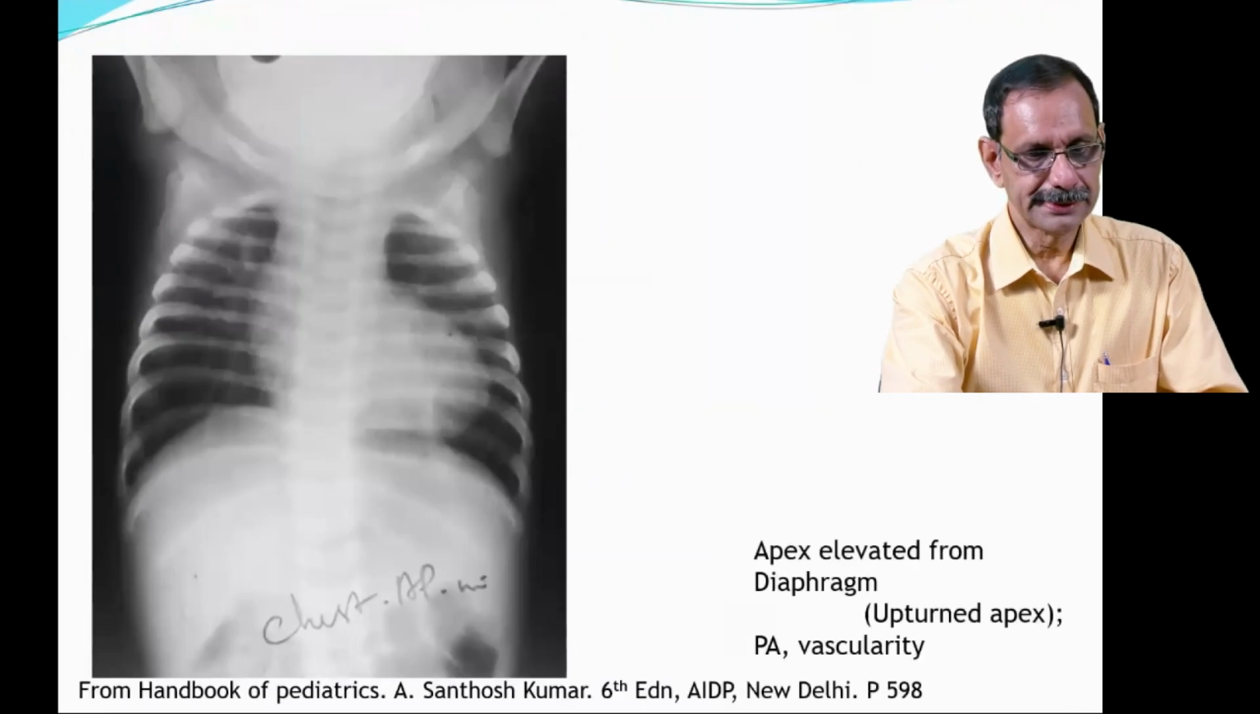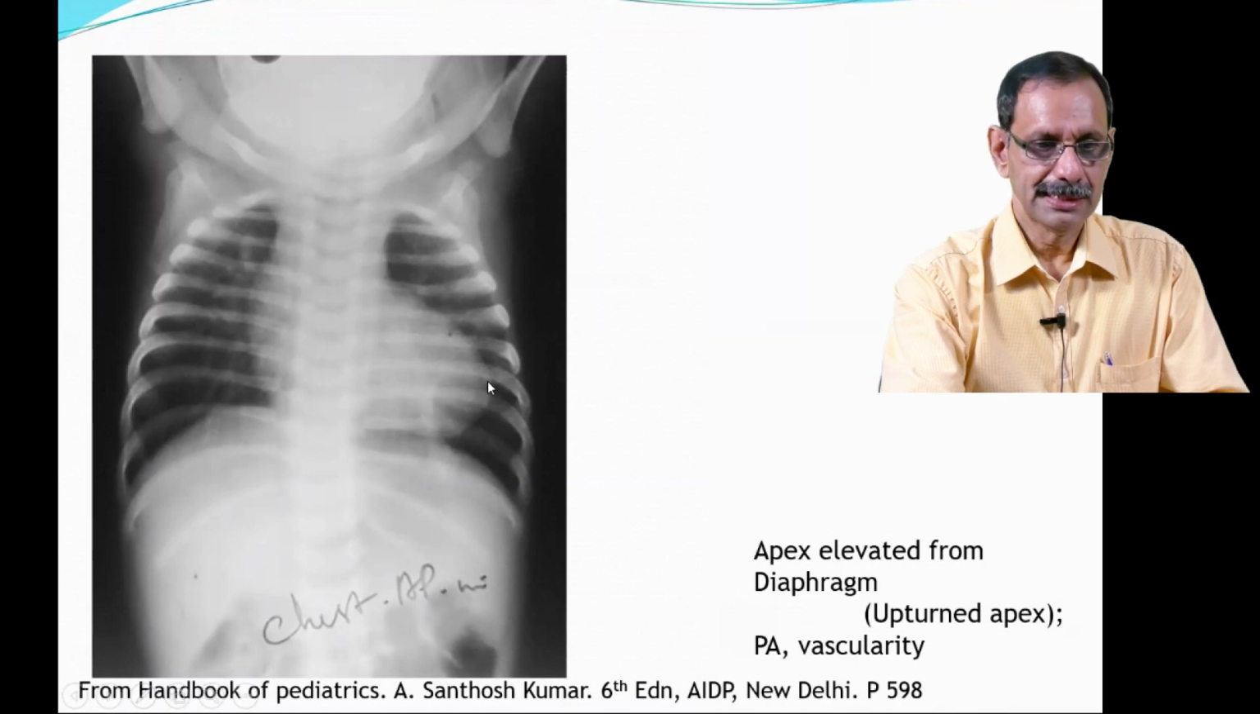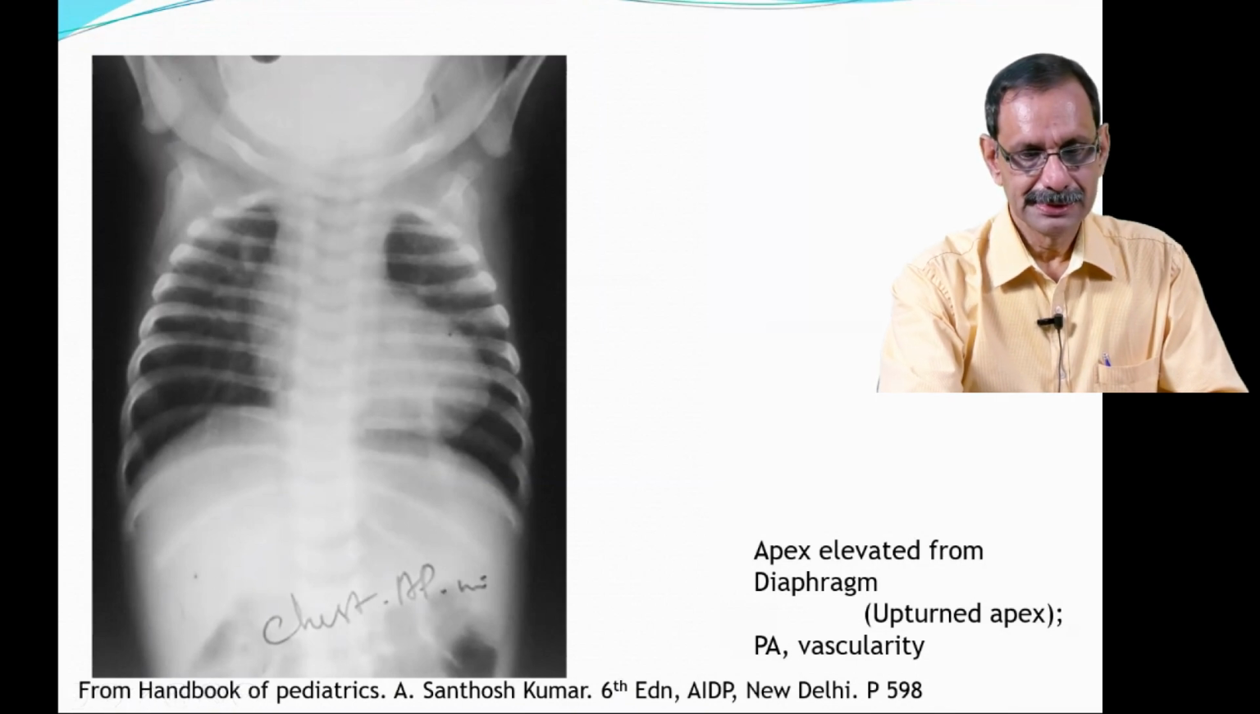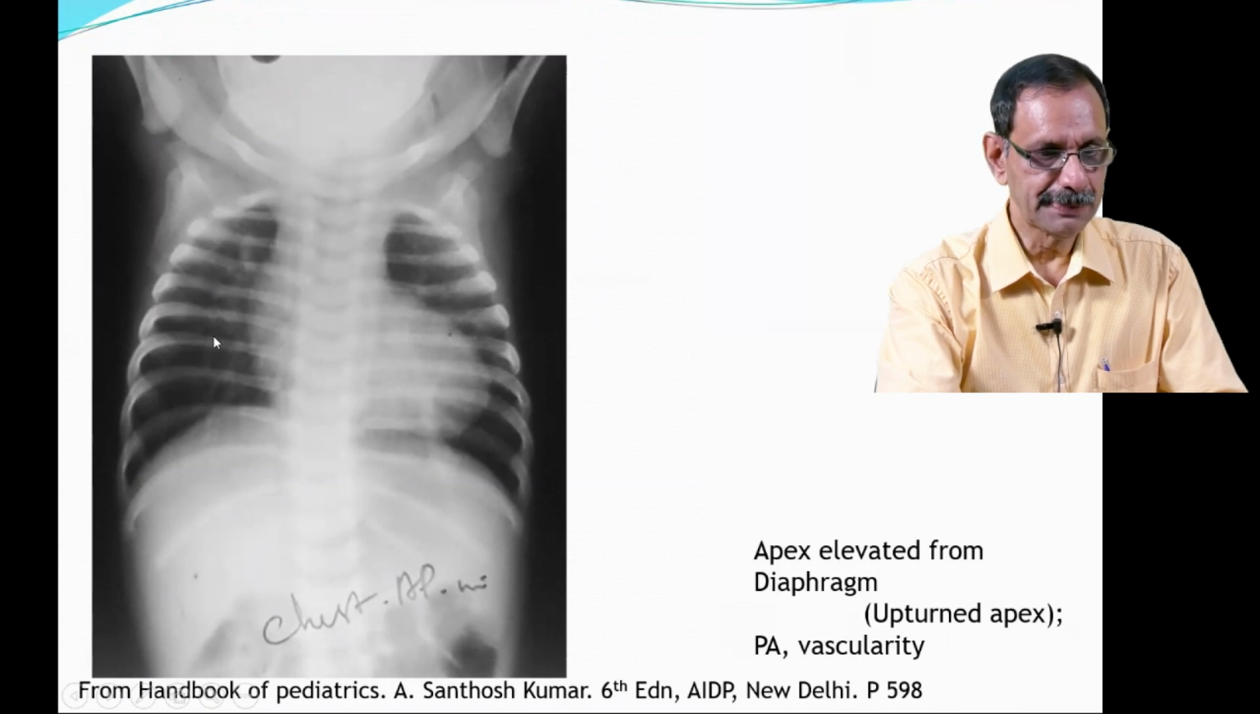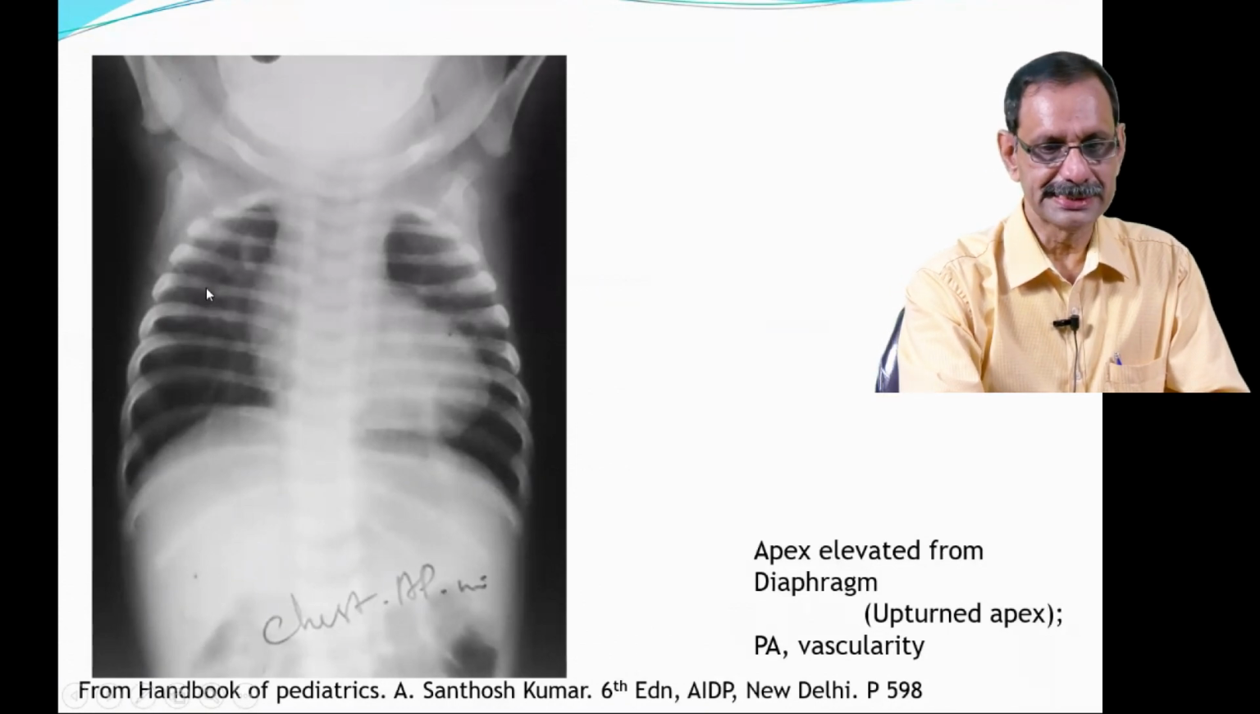This is the so-called upturned apex. See, it is lifted up from the diaphragm like the tip of a boot. So the apex is elevated from the diaphragm. The pulmonary artery is inconspicuous, and pulmonary vascularity is very translucent. Pulmonary vascularity is very reduced. Even the main pulmonary descending branch is not all that obvious as compared to the normal. So this is a typical X-ray of tetralogy of Fallot.